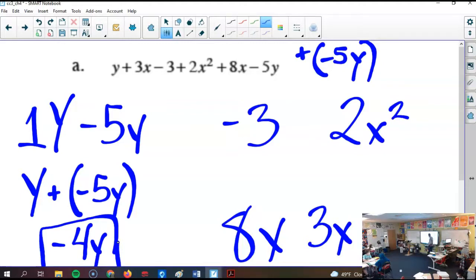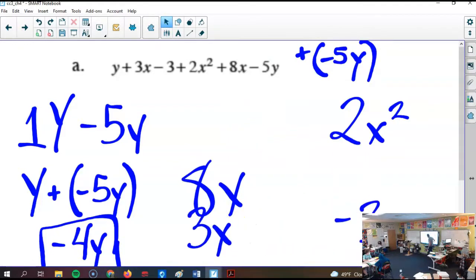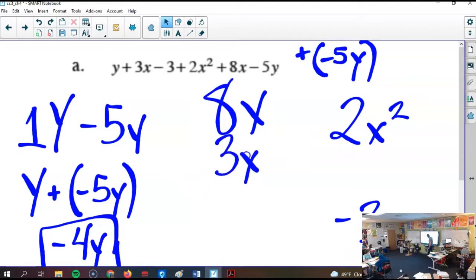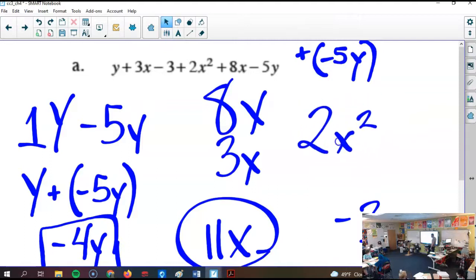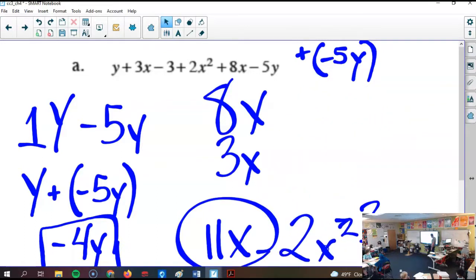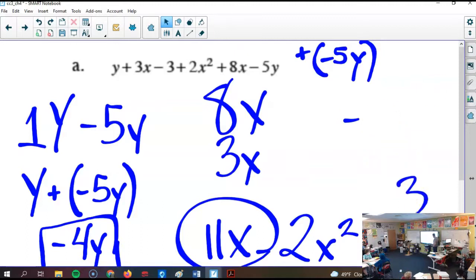So then if I put my x values together, 8x and 3x, 11x, and my x squared has no friends, so it just goes down as part of the answer. My negative 3 has no one else there to join up with, so it just goes down as part of my answer. That's exactly what it is.